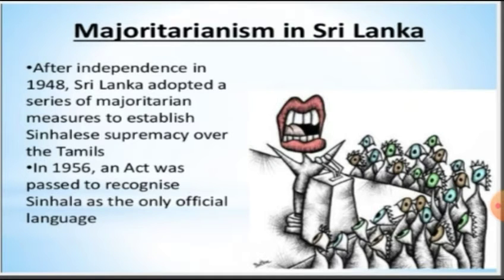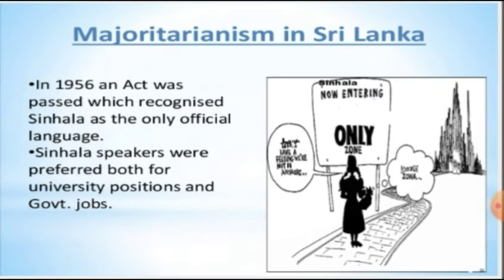In Sri Lanka, the majority of people wanted freedom and more power. So what was the condition and what was the conflict that people were facing? Let us see. After independence in 1948, Sri Lanka adopted a series of measures to establish Sinhalese supremacy over the Tamils. In 1956, an act was passed which recognized Sinhala as the only official language. Sinhala speakers were preferred both for university positions and government jobs.